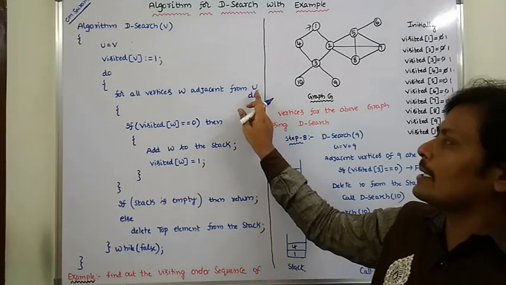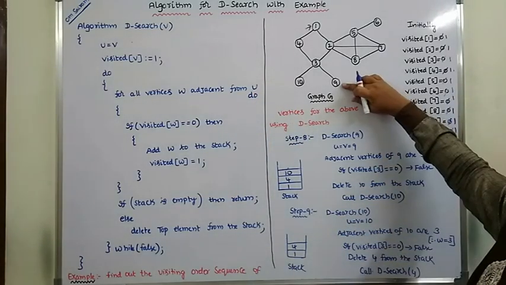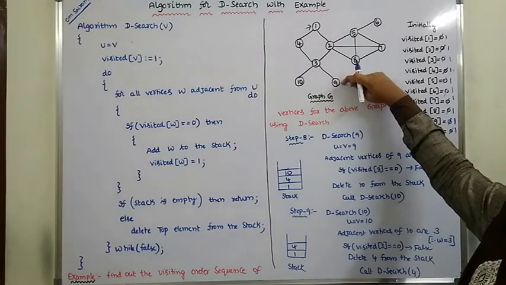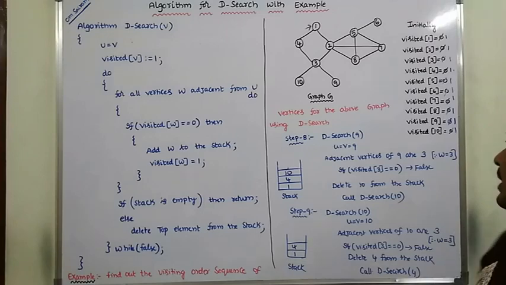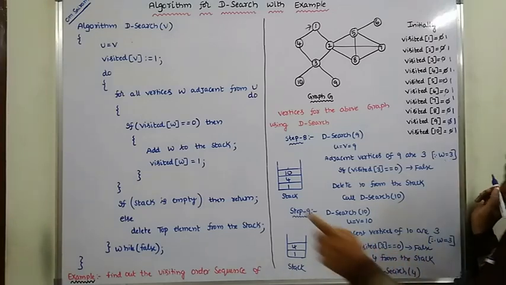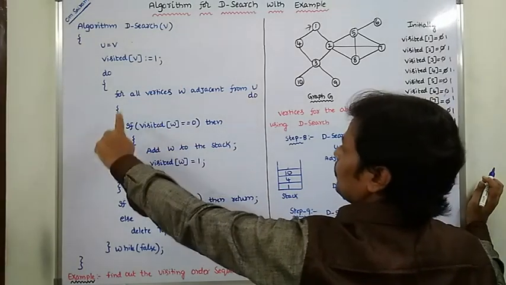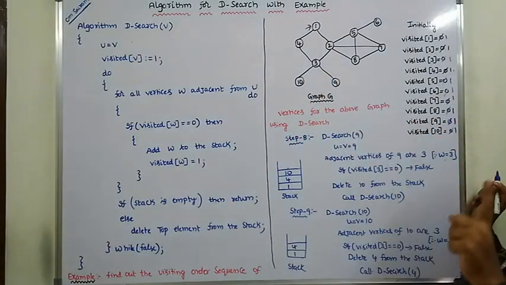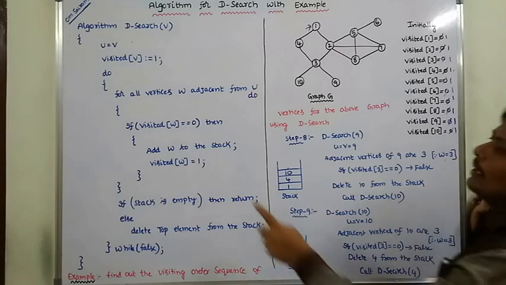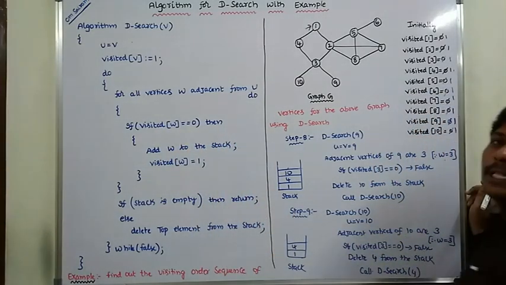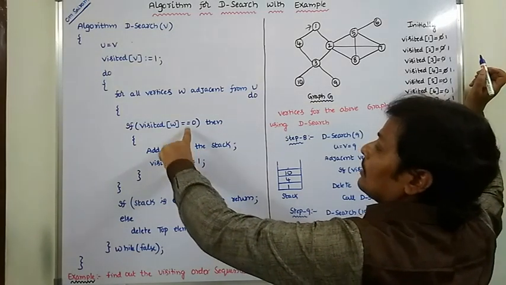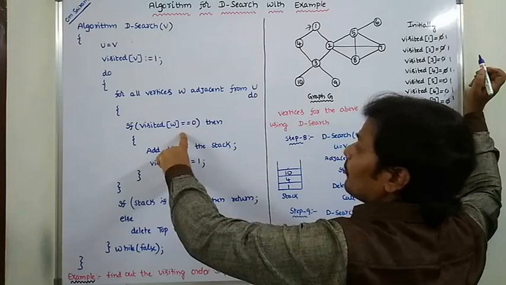So what are the adjacent vertices of 9? 9's adjacent vertex is 3. So u is equal to 9, w is equal to 3. Okay. Now brace begin, this condition is true. If visited of w, the adjacent vertex, that is only 1, that is 3. If visited of 3 is equal to 0, no. Visited of 3 is equal to 1. So this condition is false. The control does not enter into the if block.